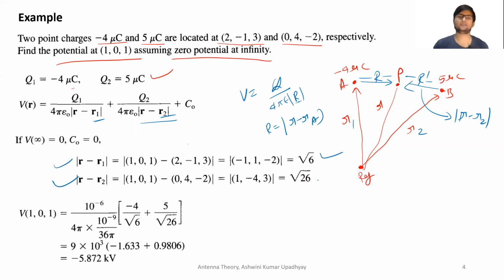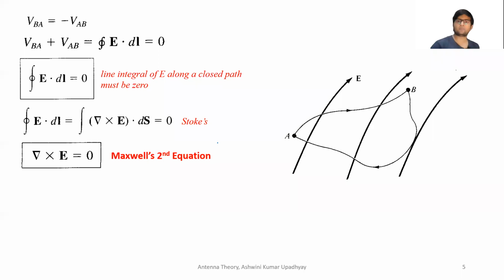So in the first case, it will be under root 6, and in the second case, it will be under root 26. So I will directly put all these things in the formula. You already know all the other quantities. So you will basically get the voltage as minus 5.872 kilovolt. So this is how you calculate voltage at any particular point, which is in the influence of other charges.